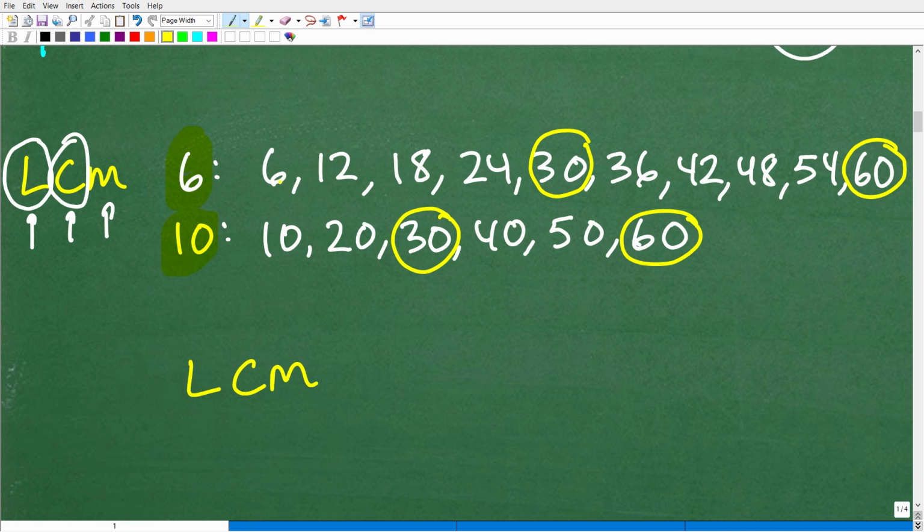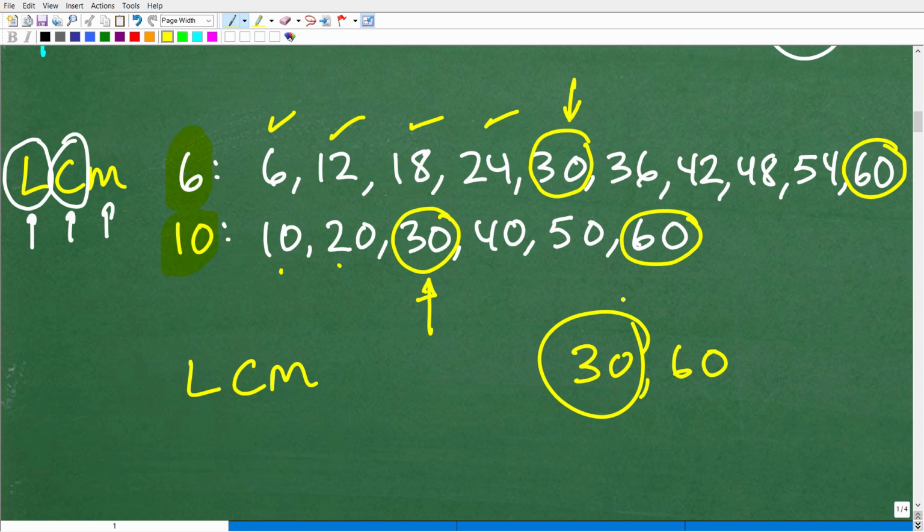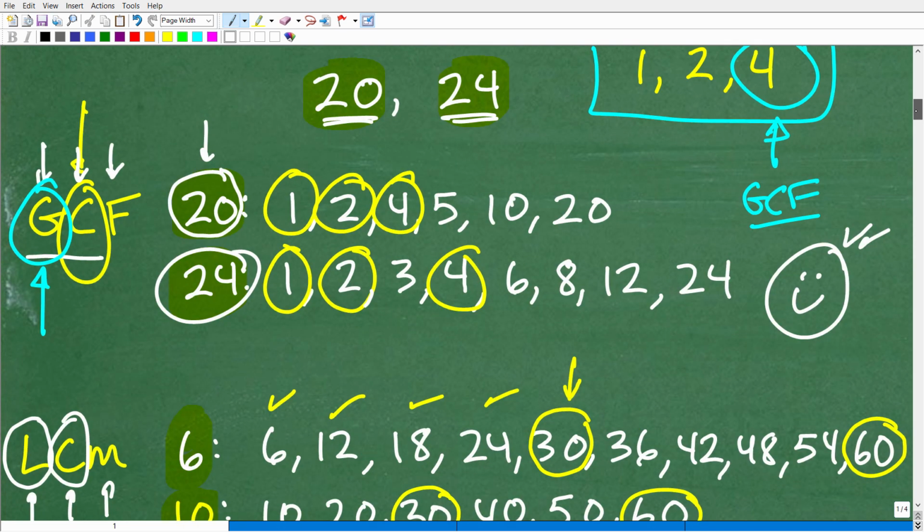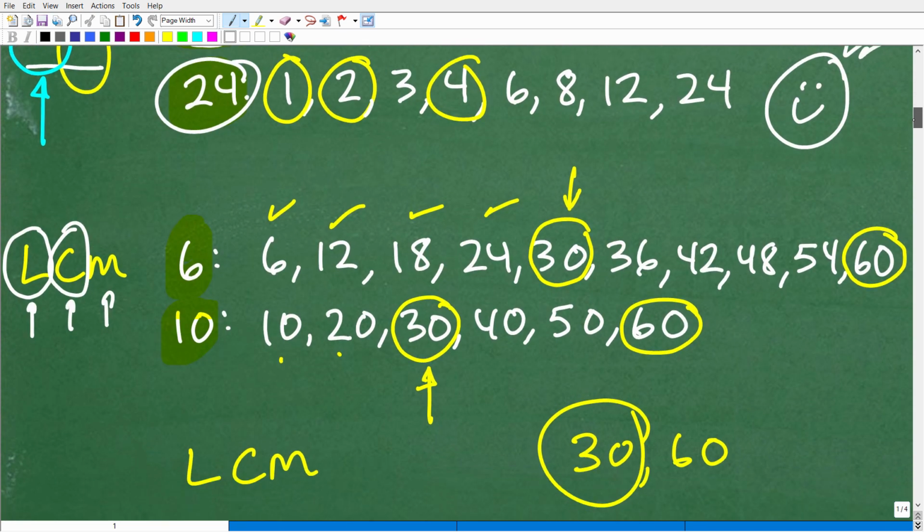So let's just double check. Is there a 6? I'm going to look down here. No, there's no 6. There's no 12. There's no 18. There's no 24. There's no 10 up here. There's no 20 here. So boom. 30 and 60 are common multiples between 6 and 10, and the least common multiple would be 30. Okay, so that is it. That's the difference between the GCF and the LCM.